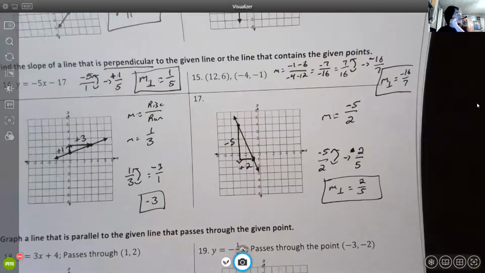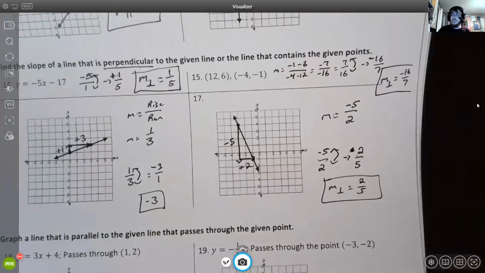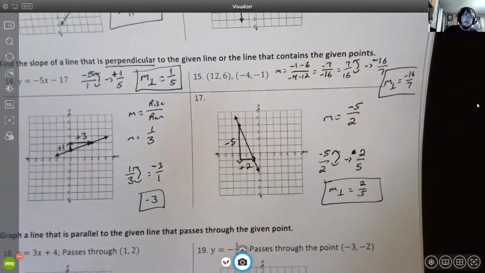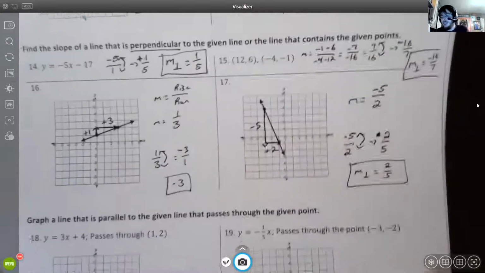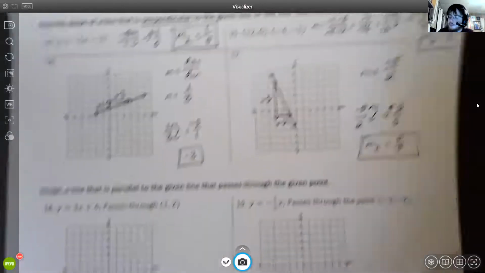All right, and these last 4 that we're going to do, we're going to be graphing lines, and the reason that we didn't really cover this in class is because there's no real good way to do that with the time that we had. So we're going to go through them right now.